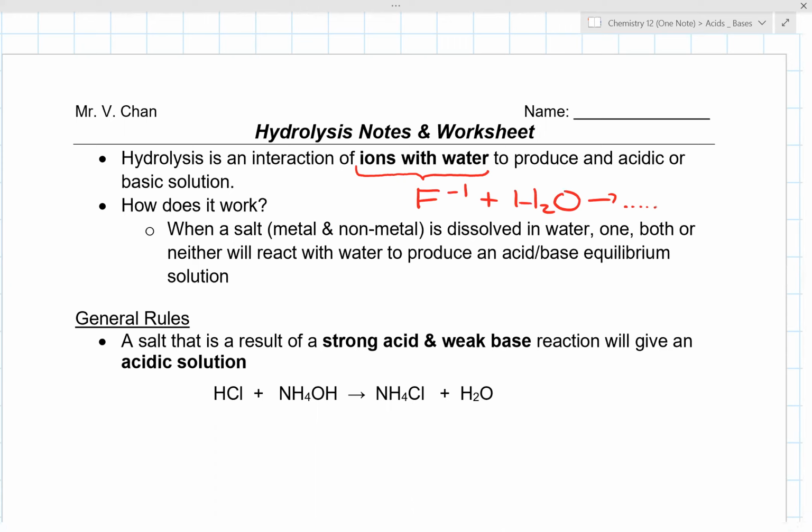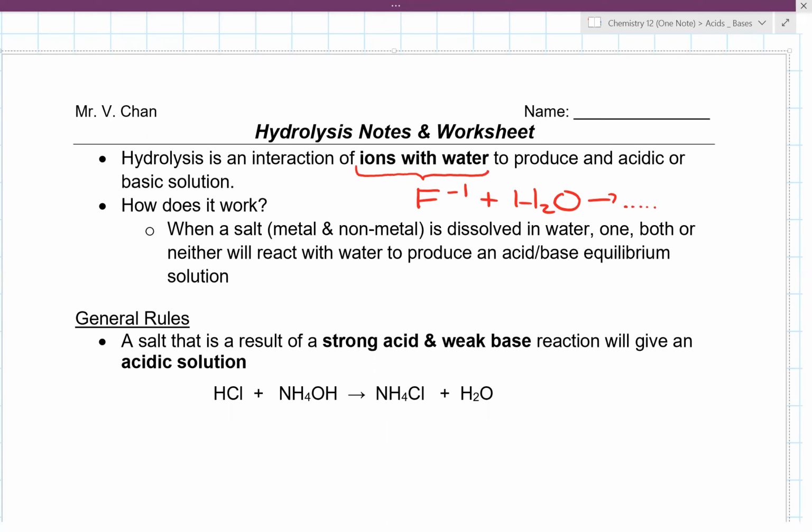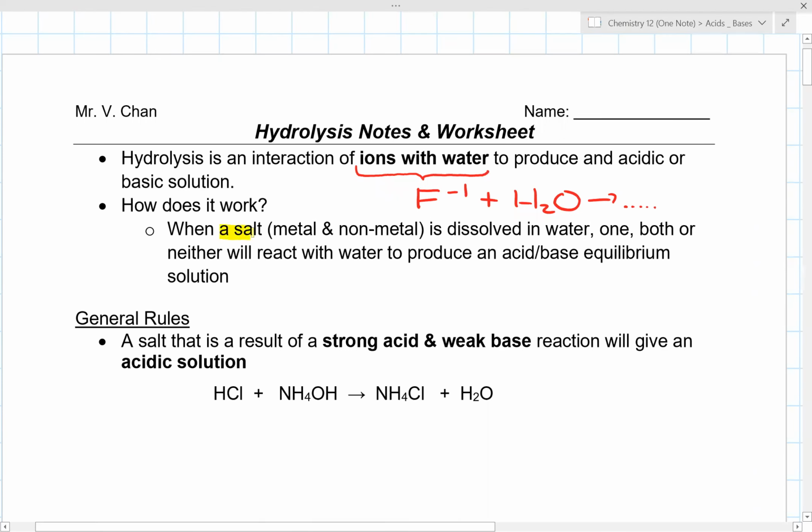So basically, how does it work? When a salt, now the word salt, recall back from grade 11 or earlier on, is a metal, non-metal, dissolved in water, one, both, or neither of the ions will react with water to produce an acidic or basic equilibrium. Now, recall another name for a salt is an ionic compound. There are many different ways to form an ionic compound, but since we're talking about acids and bases, we're going to focus specifically on acid-base reactions.